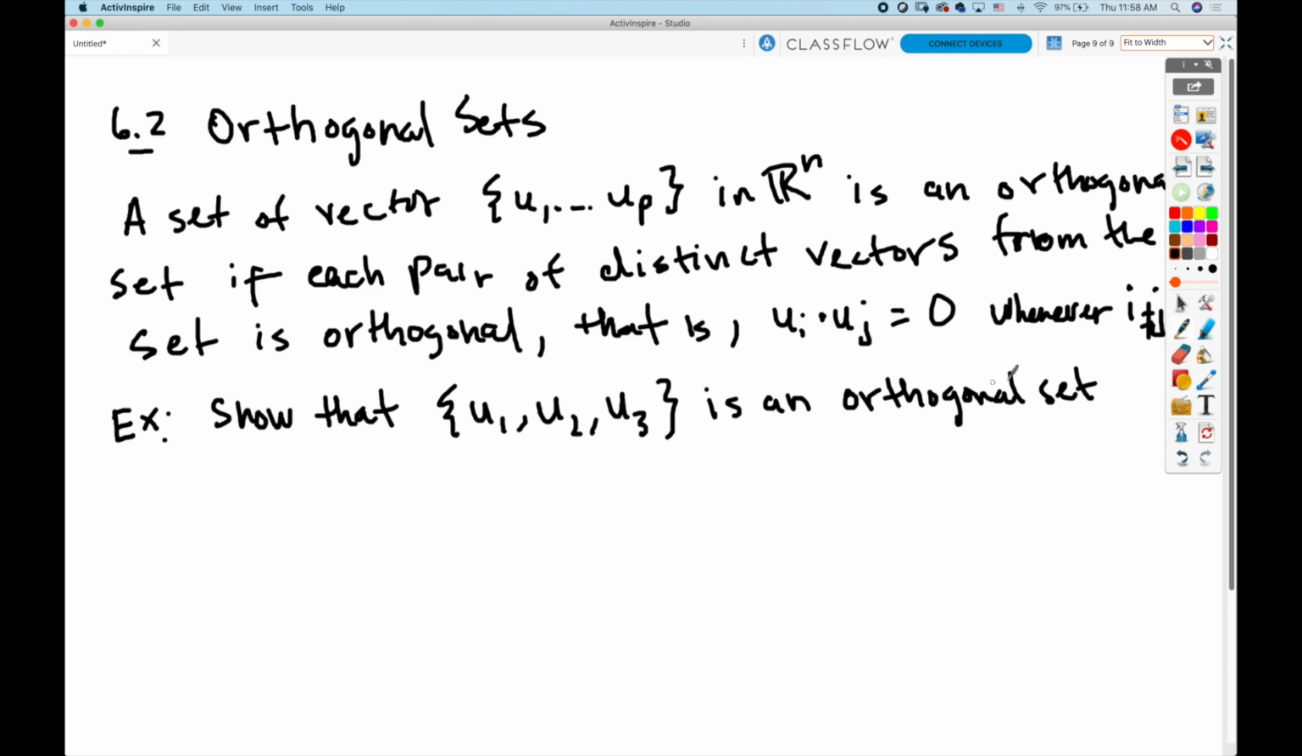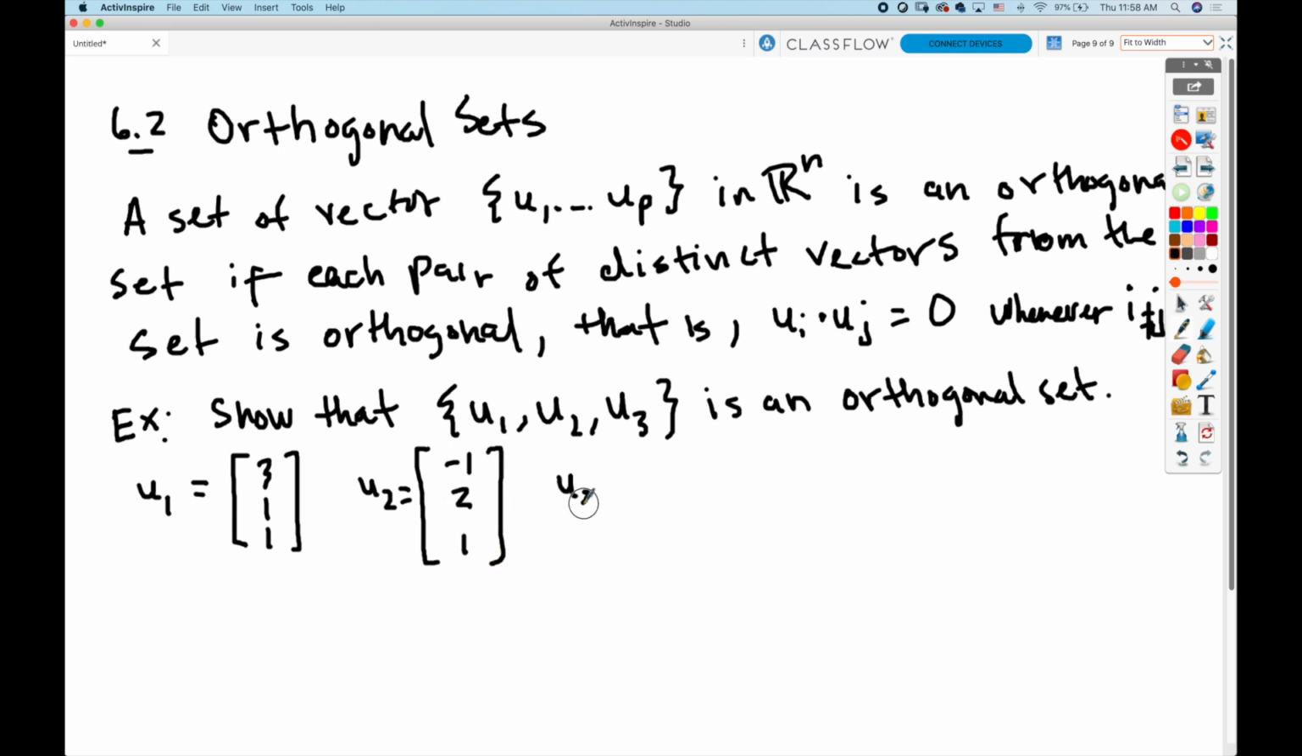All right. And so we're going to let u1 be the vector 3, 1, 1. u2 is going to be the vector negative 1, 2, 1. And we're going to say u3 is the vector negative 1 half, negative 2, 7 halves.